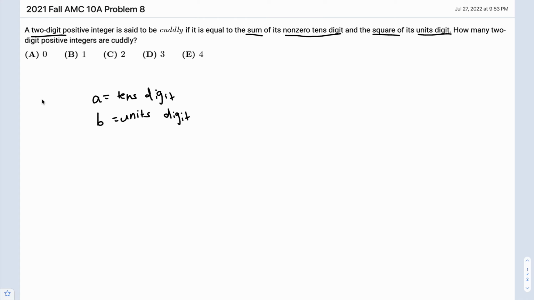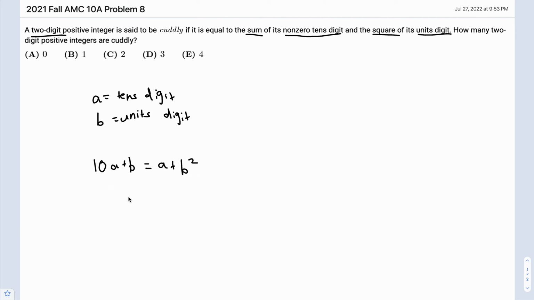Alright, great. Now, let's just set up an equation for a two-digit positive integer, 10A plus B. Now, this is equal to the sum of these two things, the non-zero tens digit and the square of the units digit. So, equal to the non-zero tens digit, which is A, and the square of its units digit, which is B squared.